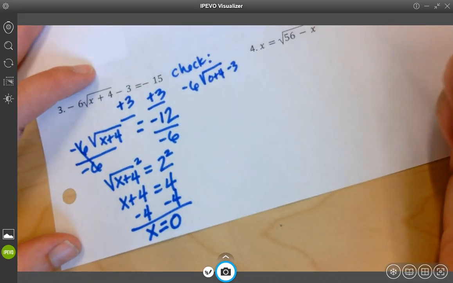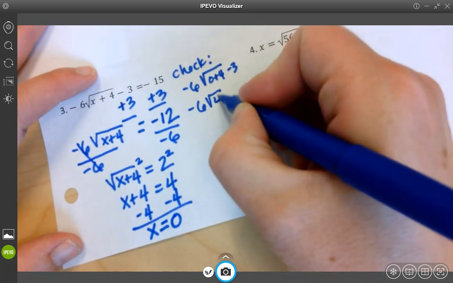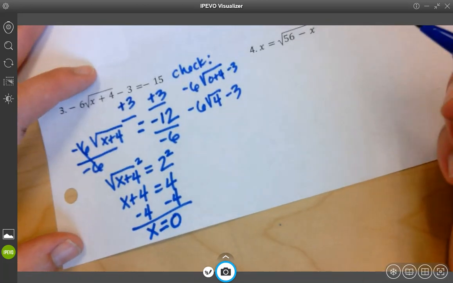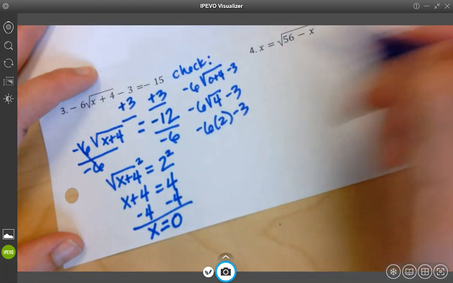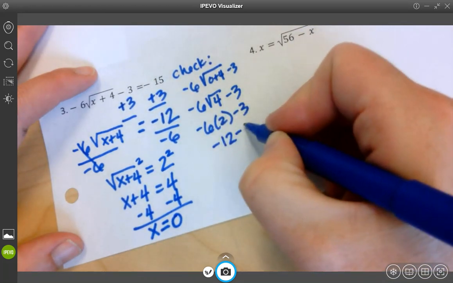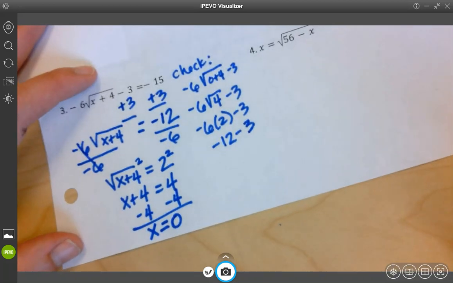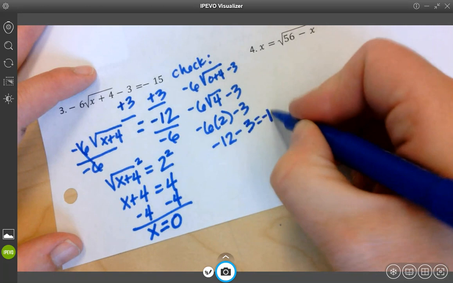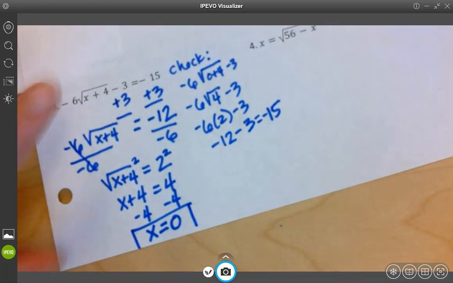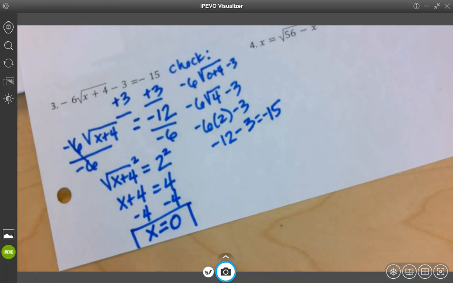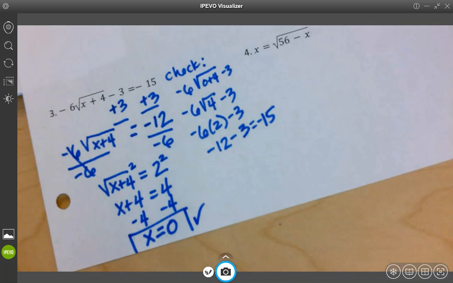Okay, so let's see if we do this, if we get -15. I have -6 square root of 4 minus 3. -6 times 2 minus 3. And -12 minus 3. Are we going to get -15? Okay, good. So just like I said, it's usually going to work unless we get into that situation where you have to square a negative number. So I'll give it a check to say I checked it and it's good.